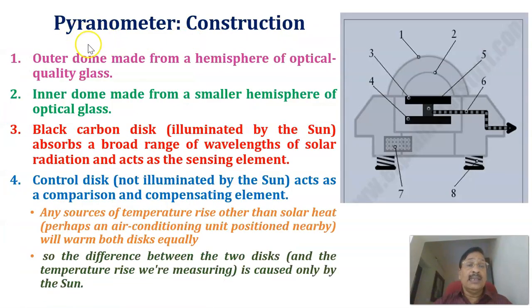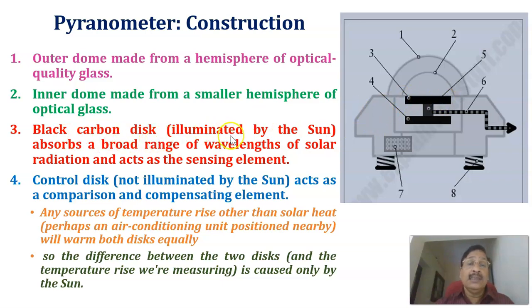Coming to the construction of the pyranometer, the outer dome is made from a hemisphere of optical quality glass. That is this one, outer frame, number one. It is optical quality glass so that sunlight can reach the black surface directly. It can pass through that transparent glass. An inner dome is made from a smaller hemisphere of optical glass. That is the inner frame, this one. And the black carbon disc, that is this one.